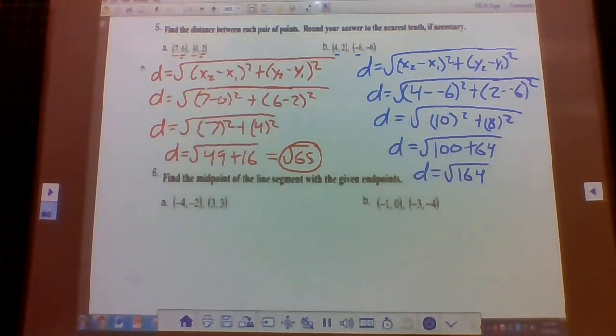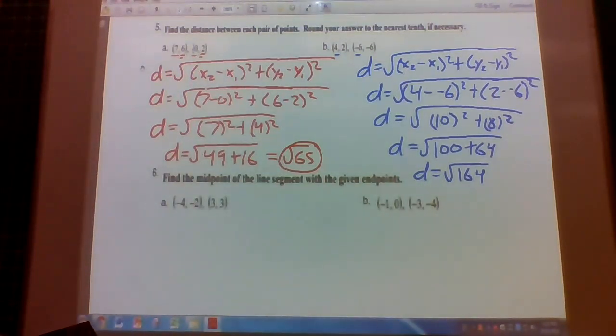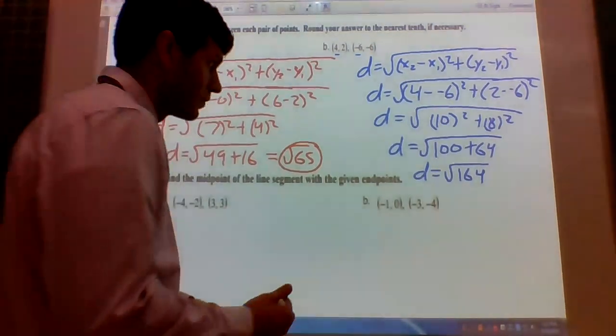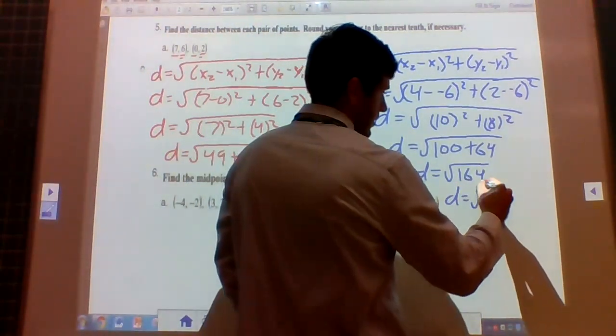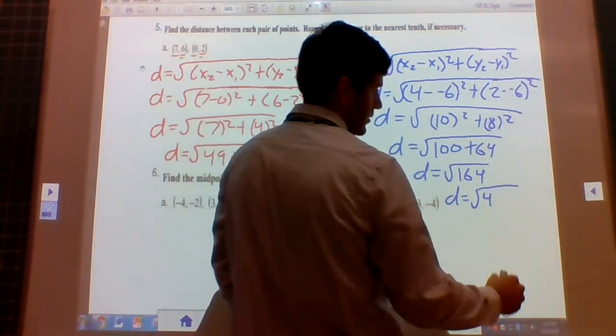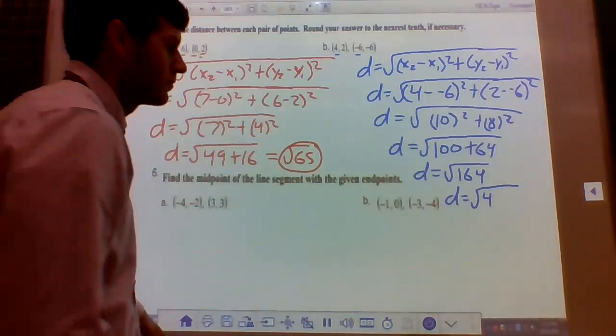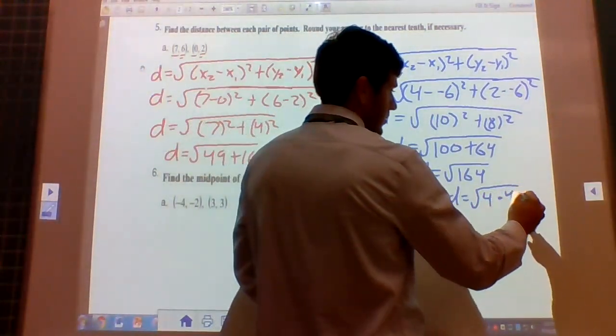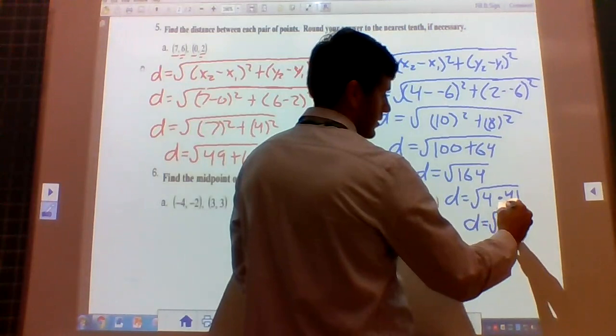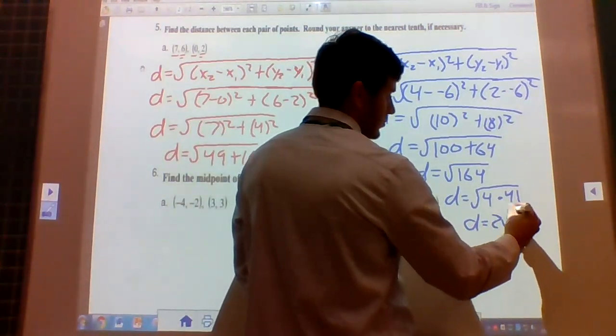We can make it a decimal, or we can reduce our radical here. Simplify our radical. So let's see. 164 divided by 16. Nope. 164 divided by 4. So it's going to end up being 4 and 41. So that's going to be 2 root 41.